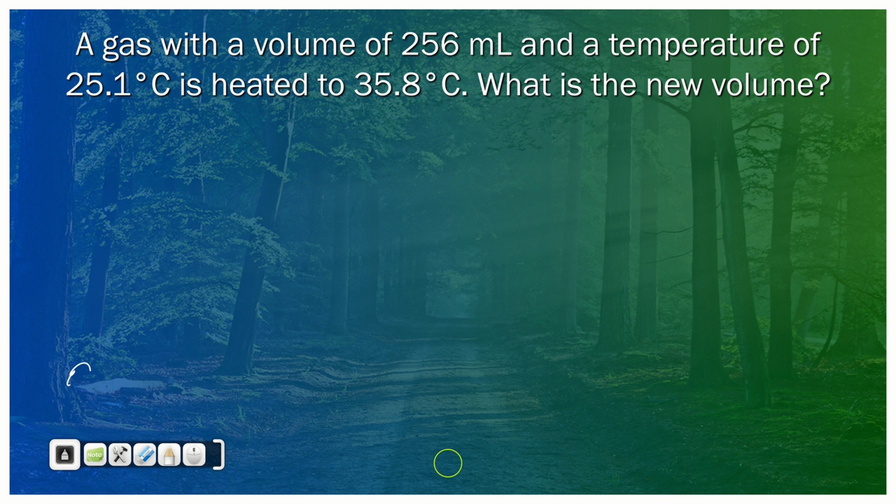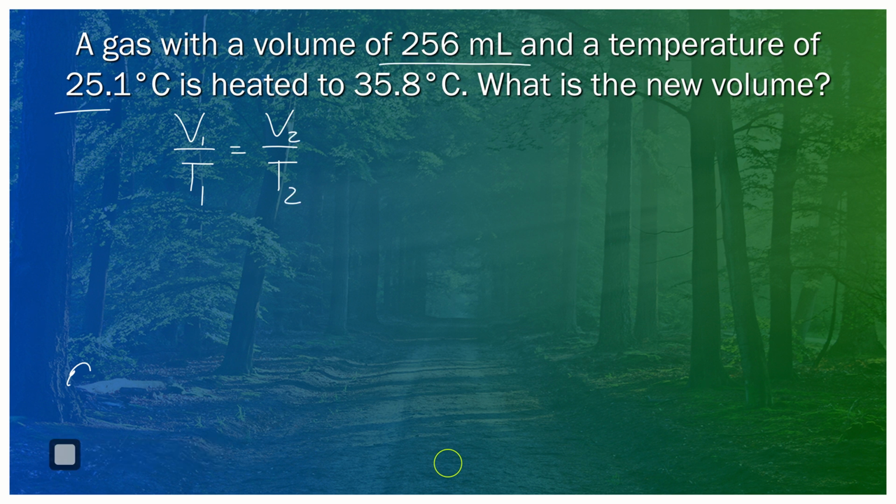A gas with a volume of 256 milliliters and a temperature of 25.1 degrees Celsius is heated to 35.8 degrees Celsius. What is the new volume? So you're being given volume and temperature. Again, you'll have all the formulas. You might just have to remember which one is who. So V1, T1, V2, T2.